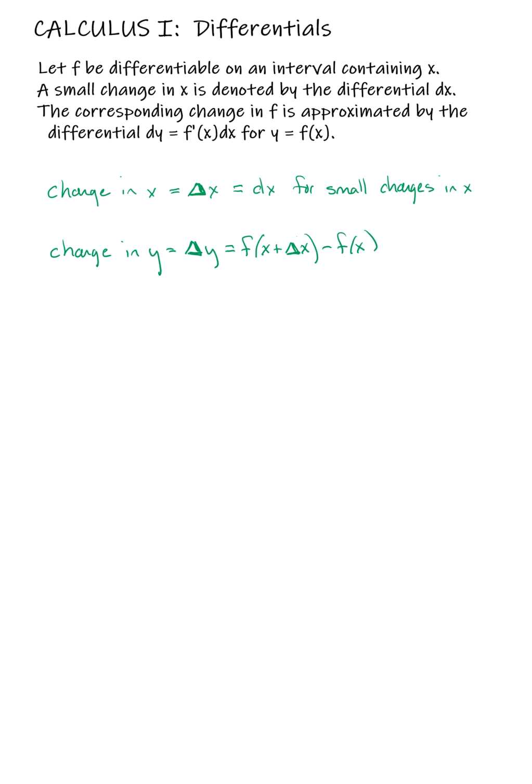Now, as long as we're dealing with small changes in x, we can write this as f of x plus dx minus f of x. Again, this is only for small changes in x. But it turns out that we can say this is approximately dy, which, if you recall, the notation dy is f prime of x dx. Notice this is an approximate change in y.